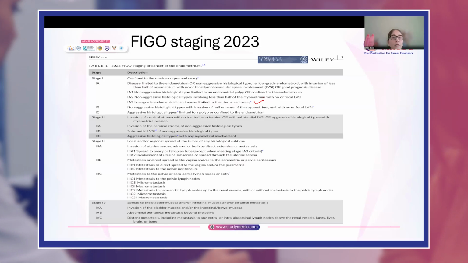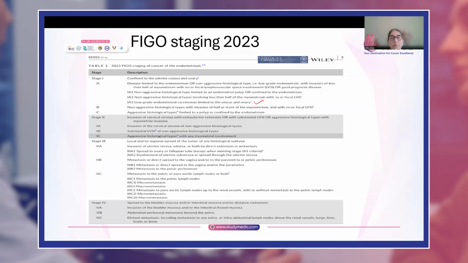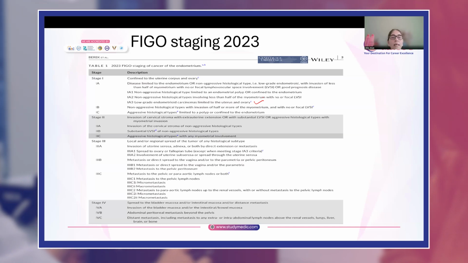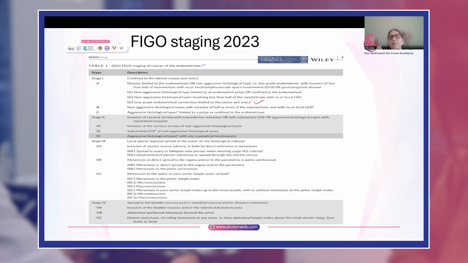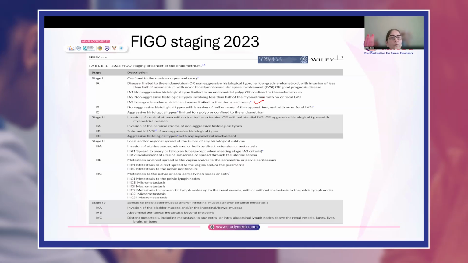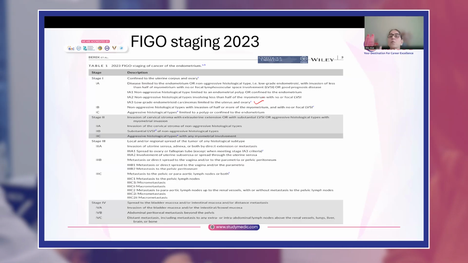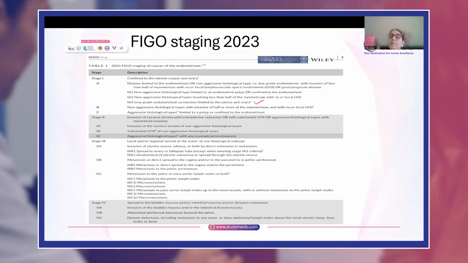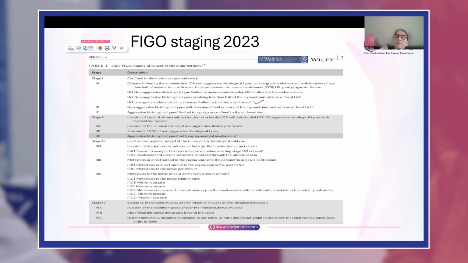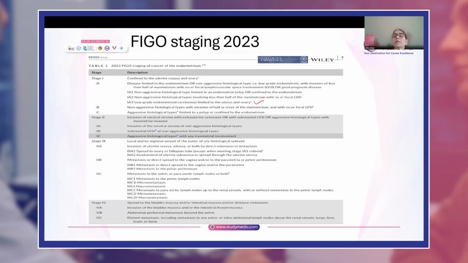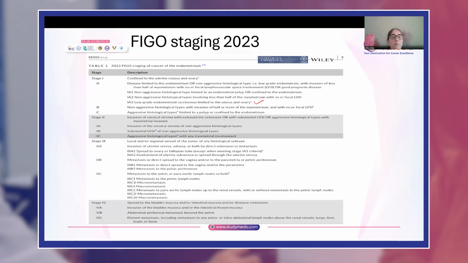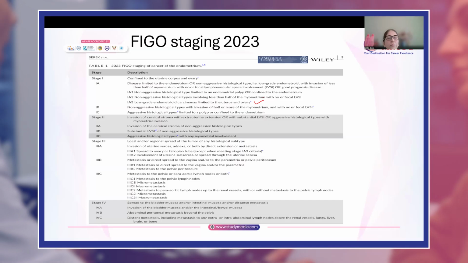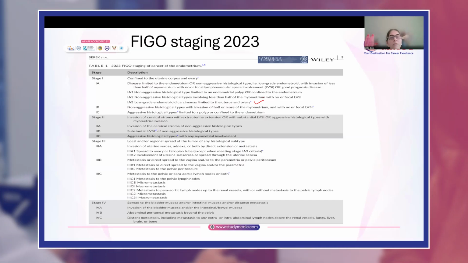So stage 4A, there is invasion of the bladder mucosa and or intestinal or bowel mucosa. 4B is abdominal metastasis beyond the pelvis. 4C is distant mets, including mets to extra or intra-abdominal lymph nodes above renal vessels. Whenever lymph nodes are involved up to the renal vessels, we saw it is stage 3C. Above the renal vessels, it becomes stage 4. And spread to the lung, liver, brain, or bone, that becomes stage 4.